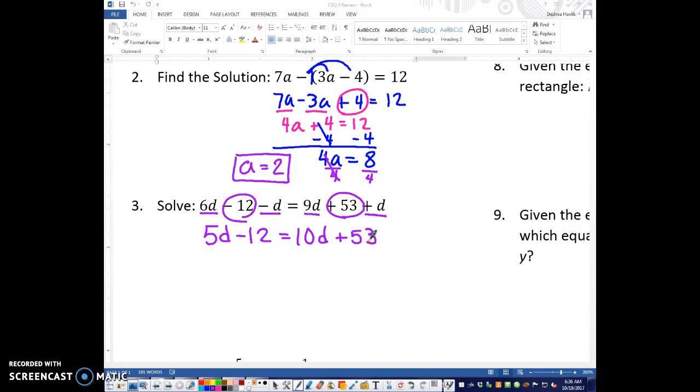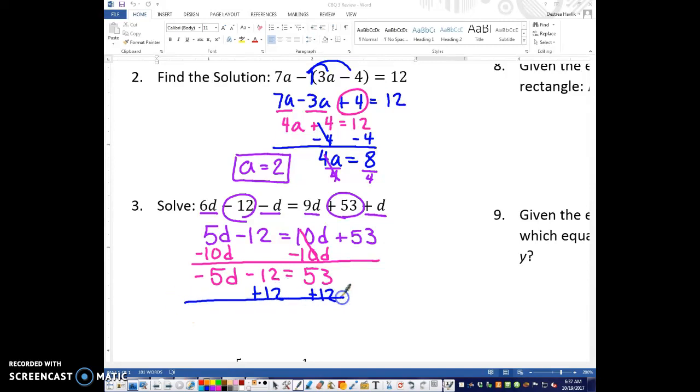All right, next question. Do we need to get all the variables to one side? Yes, we do. So I'm going to subtract the 10d from both sides. That's up to you. You can subtract the 5 or the 10, totally your choice. So 53 is what's left over here, minus 12. 5d minus 10d is a negative 5d. Now, can we add or subtract? Yes, we can add our 12. Cancels. So we have negative 5d equals, what's 53 plus 12? 65.